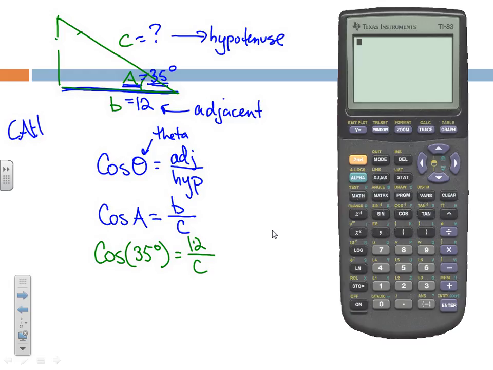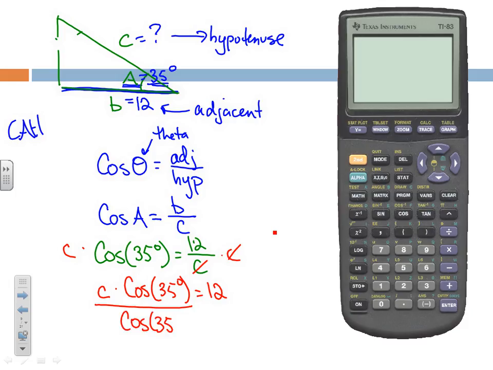Now we have our variable on the bottom. This is a place where a lot of people make mistakes, so let's do this right. If C is on the bottom, I'm going to multiply it out, right? The C's are going to cancel on the right side. On the left side, I'm going to get side C times the cosine of 35 degrees, which is equal to 12. Then I'm going to divide both sides by the cosine of 35 degrees.